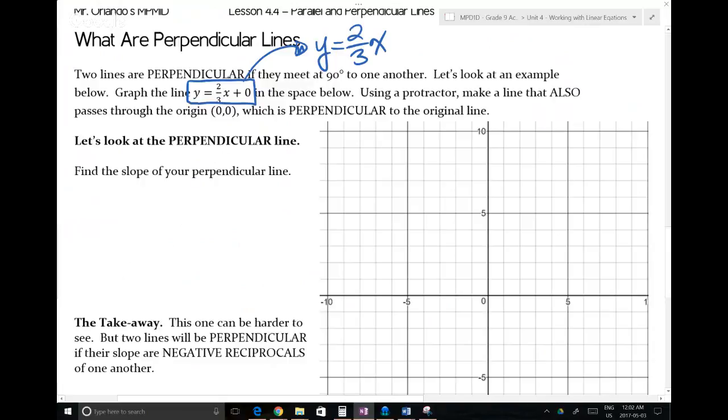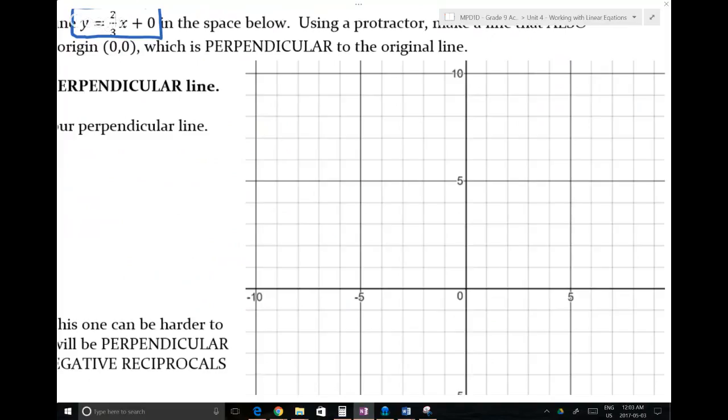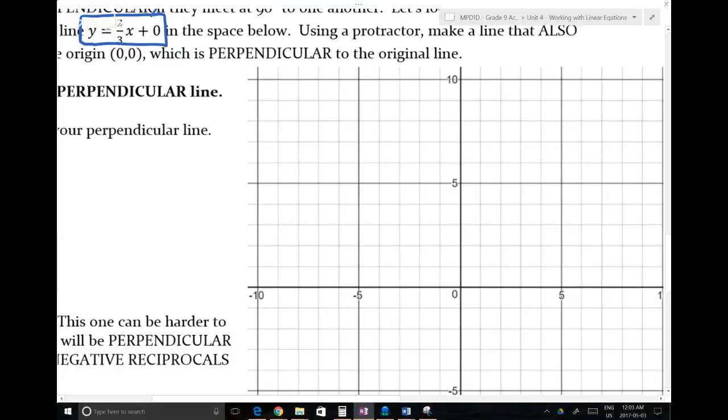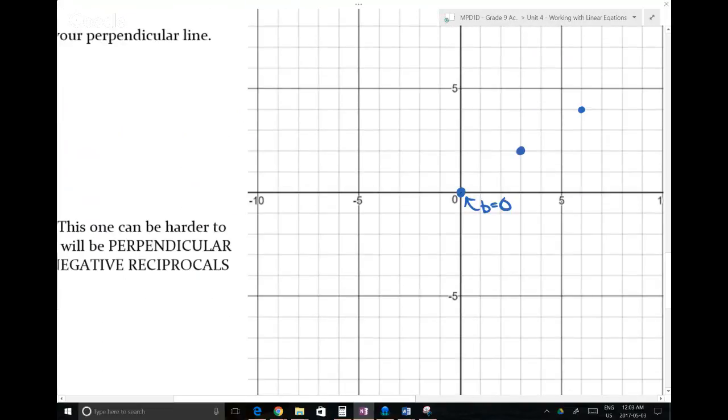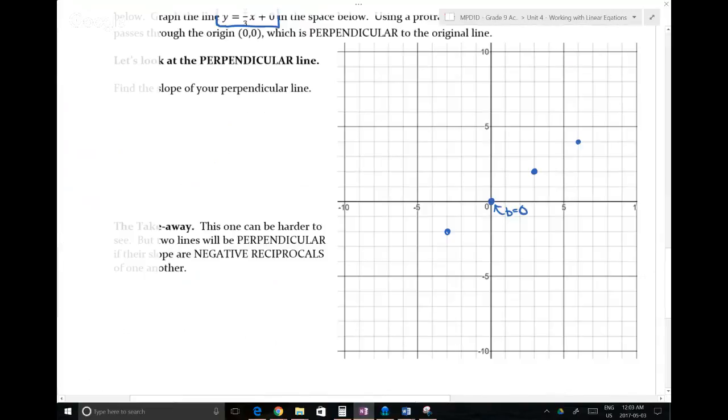Pause the video. All right, and we're back. We know that to graph the line y equals 2 over 3x plus 0, we start at the y-intercept, in this case 0, b equals 0, and we're going to go up by 2 and over 3, get the next point, up by 2 over 3 to get us another point. Maybe I'll even go down by 2 and over 3 to get a point this way. And I'm going to make a line.